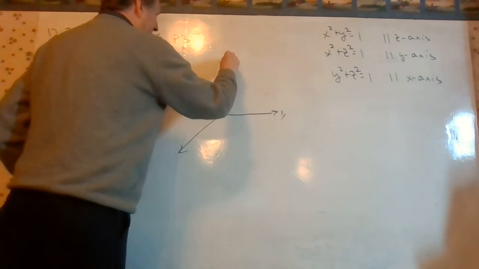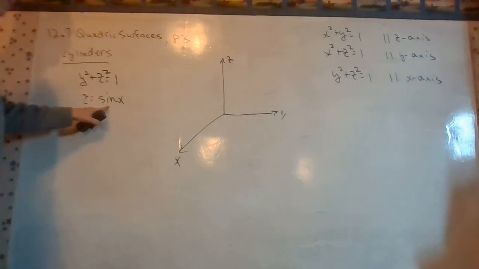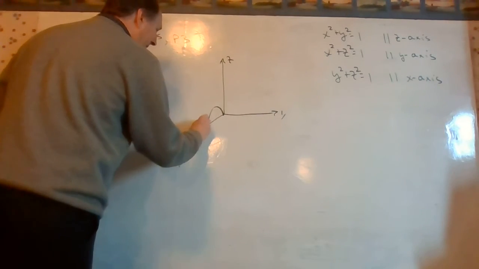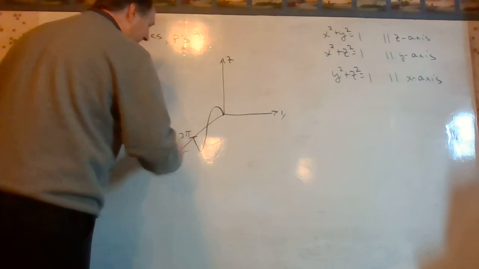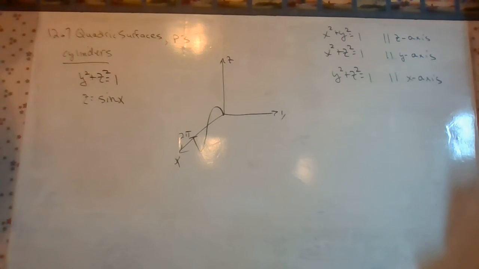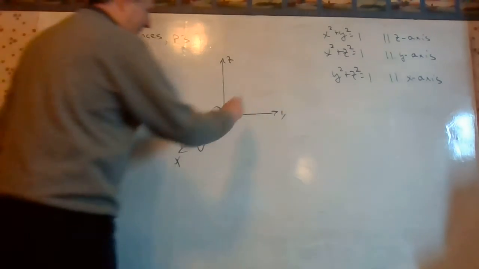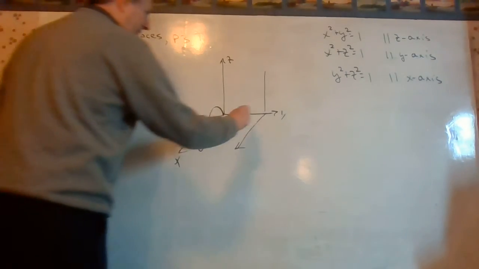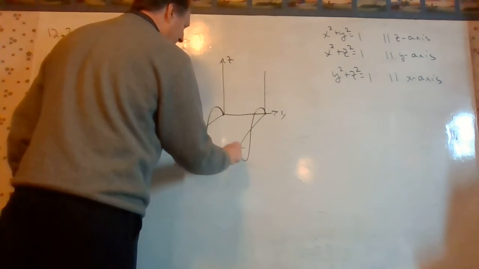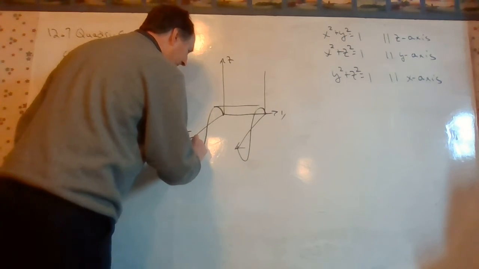So there's y, there's z, there's x. Z equals sine x. What I'm going to do is I'll graph a sine wave. That would be 2 pi. Guess what? It's parallel to the y-axis, right? So I can move down here. And same thing. And we can connect the dots.